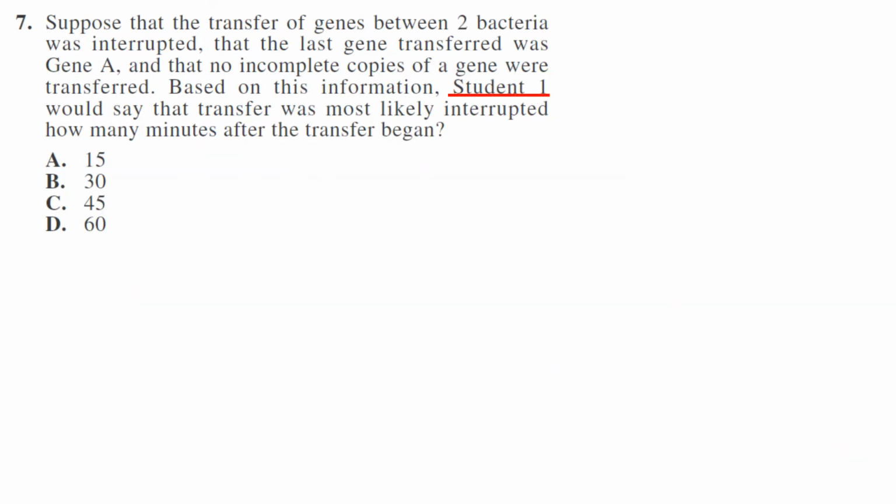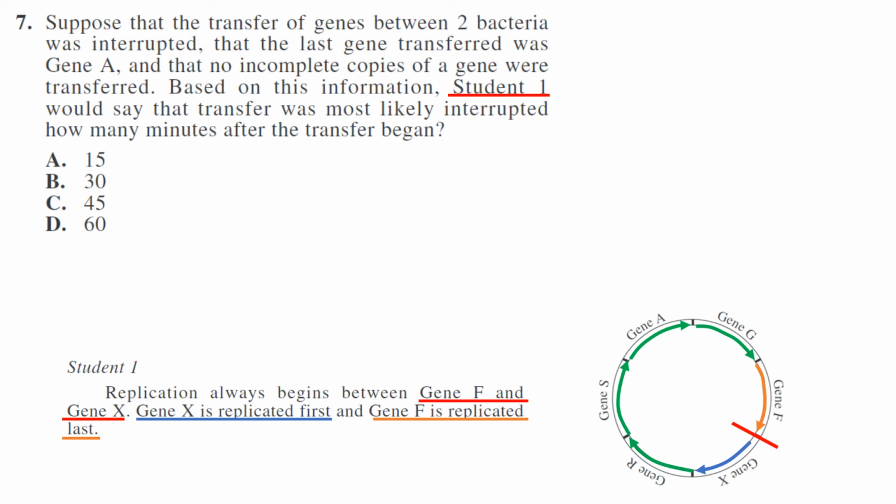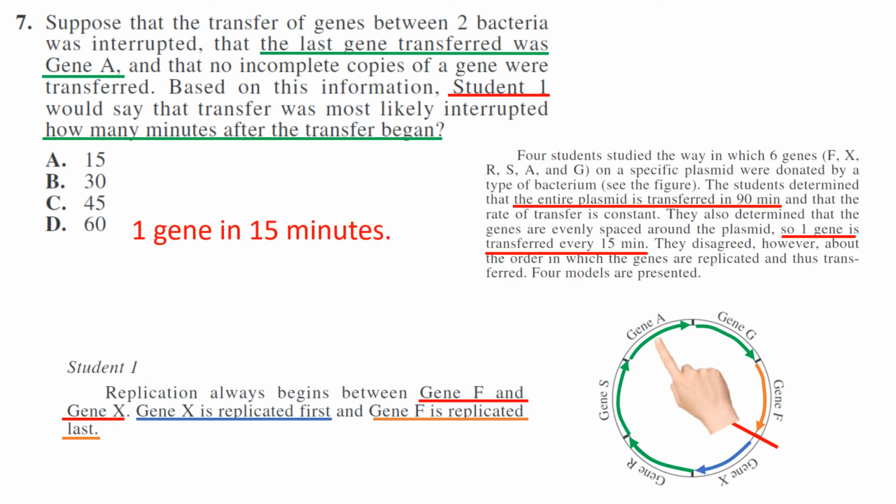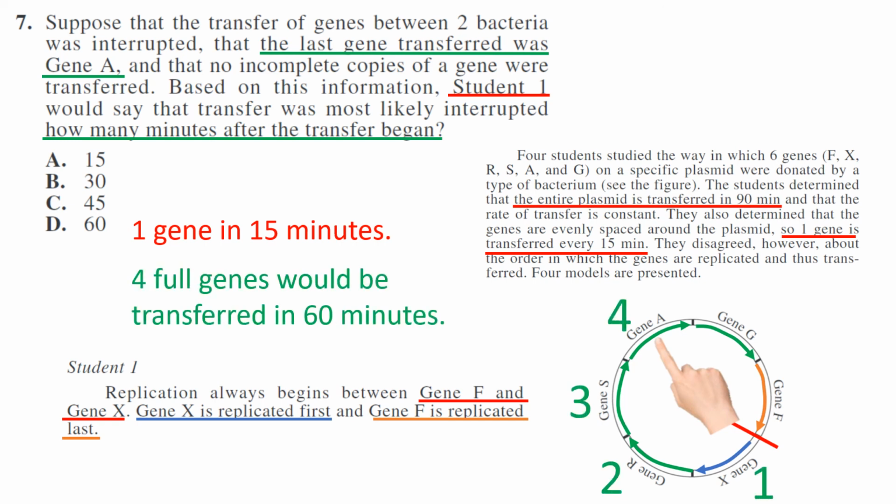All right, so we're using student 1. So put your finger on student 1. The transfer between 2 genes was interrupted. The last gene transferred was A. Okay. No incomplete copies were transferred. Student 1 would say the transfer was most likely interrupted how many minutes after the transfer began. So we know that it takes 15 minutes for one gene. So 1, 2, 3, 4. That means 4 genes in 60 minutes. 15, 30, 45, 60. So it's interrupted after 60 minutes. So D.